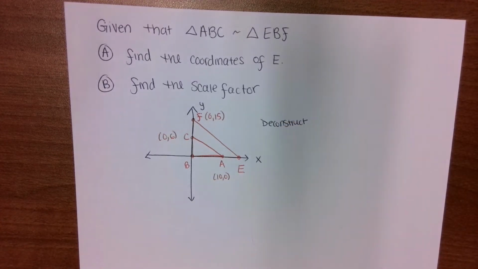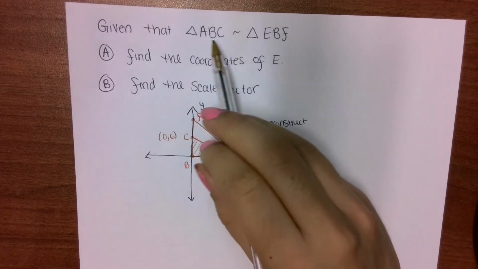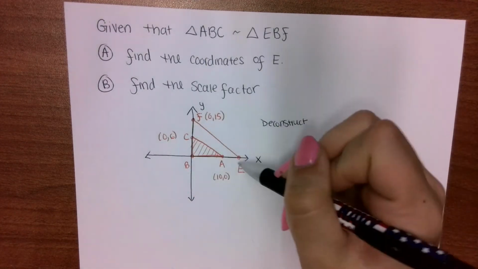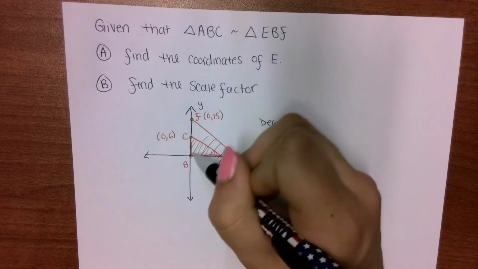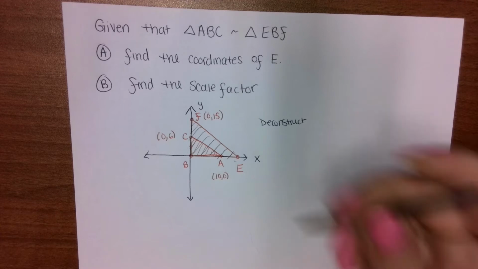So you're just going to separate. So I have a little triangle right here. The triangle ABC is similar to the bigger triangle EBF, this whole big thing. So if I leave it like this, it's just too overwhelming. So we're going to separate it. I have my tiny triangle.